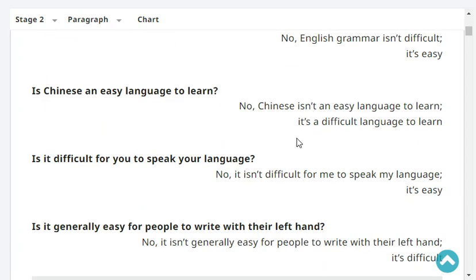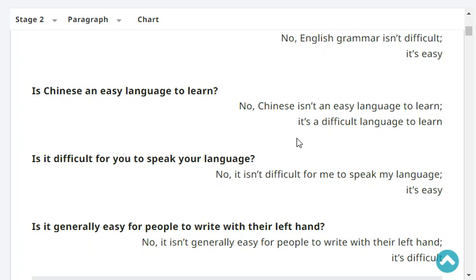Is Chinese an easy language to learn? No. Chinese isn't an easy language to learn. It's a difficult language to learn.